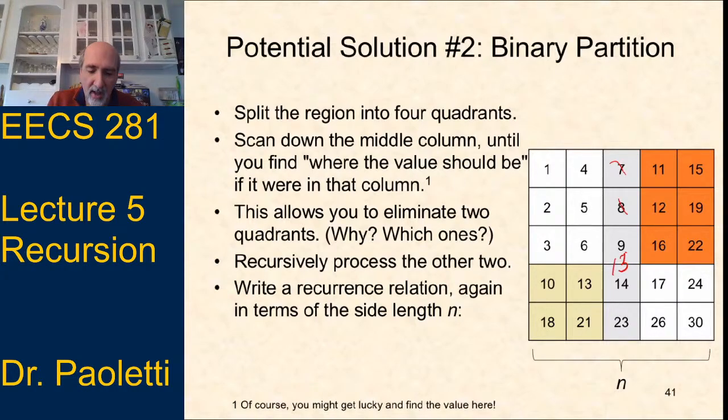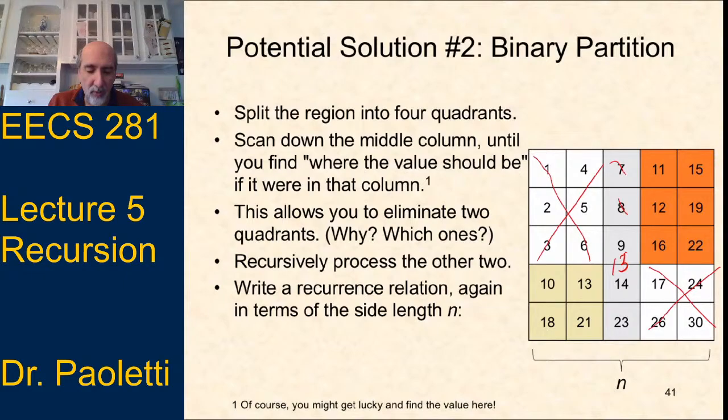Everything in the upper left is less than or equal to 9. Everything in the bottom right is greater than or equal to 14. It can't be in either of those. It's got to be in one of the other 2 regions. And then we do it again. Do it again, do it again.